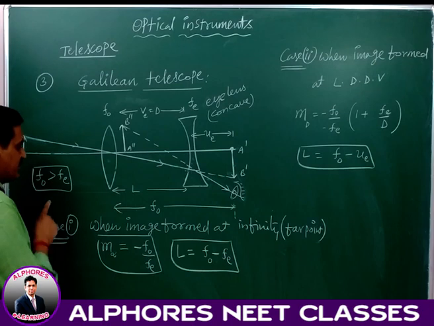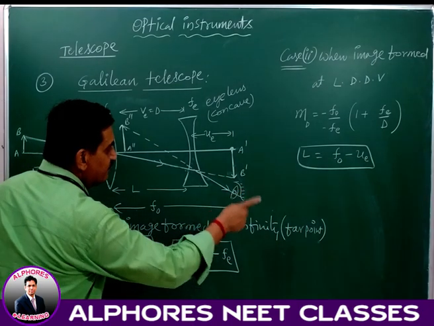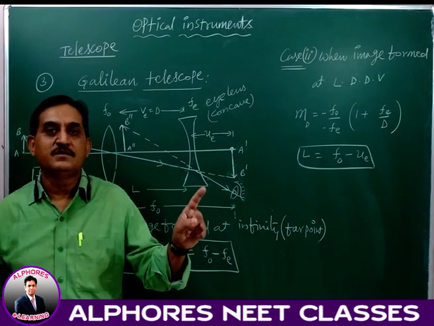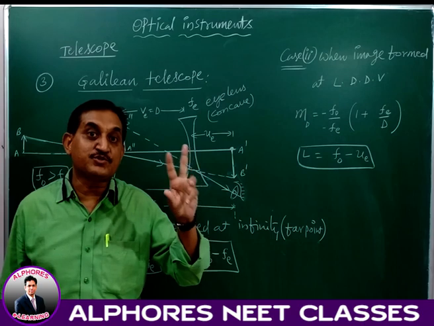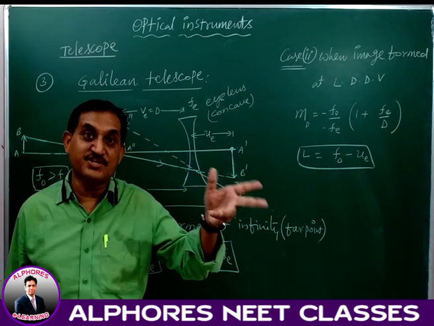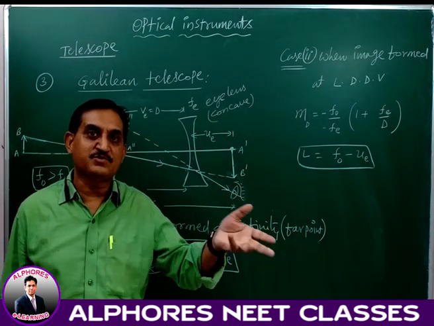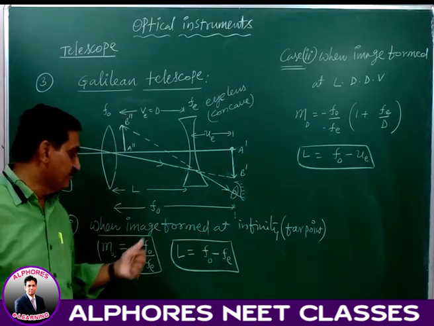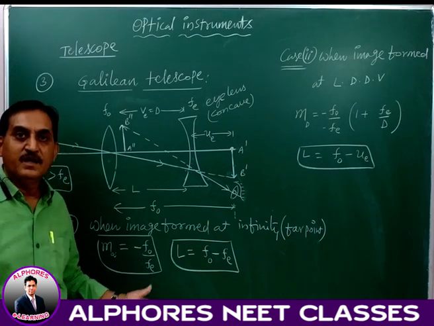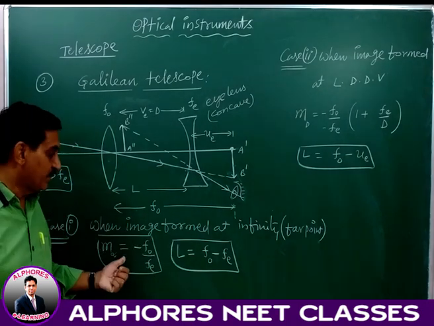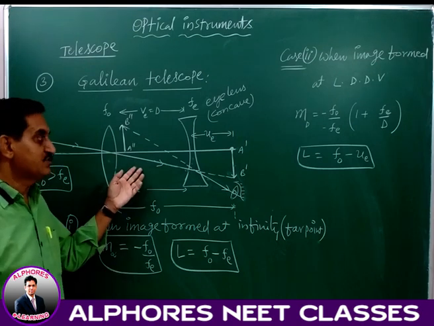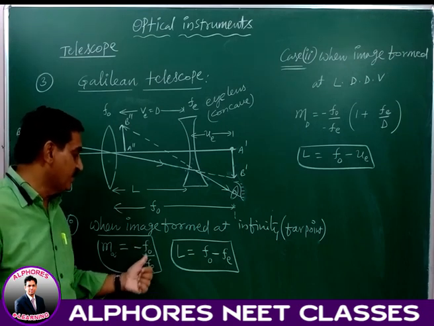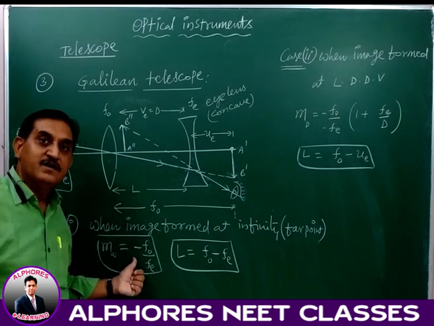Now, case 1, when the image is formed at infinity, there is no difference in magnifying power. When you consider an astronomical telescope with two convex lenses, that is, converging in nature, an eyepiece and an objective lens, the magnifying power when the image is formed at infinity is f0 by fe, and the terrestrial telescope formula is the same, no change. Here also, for the Galilean telescope the formula is the same, but here it is minus f0 by fe.